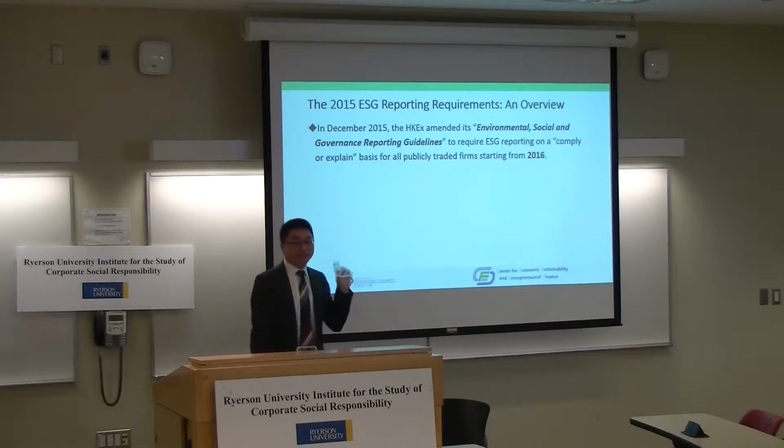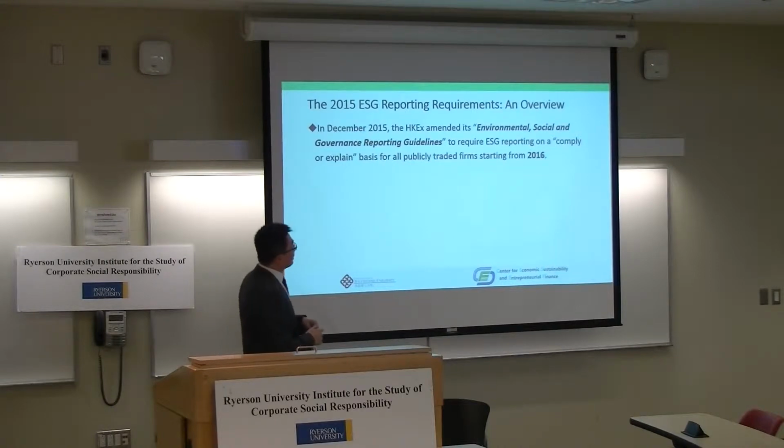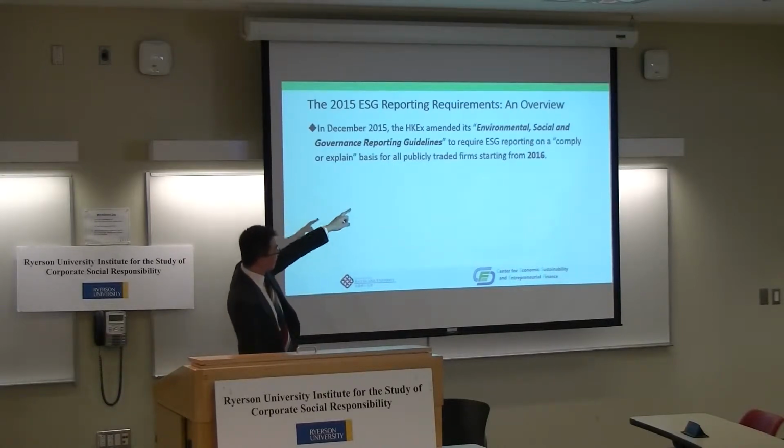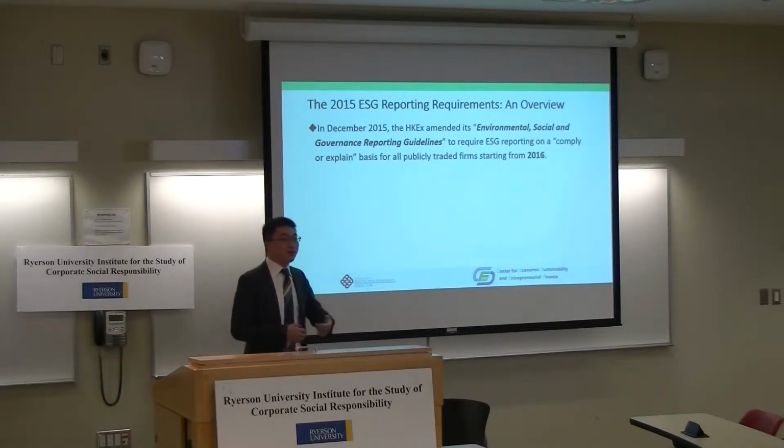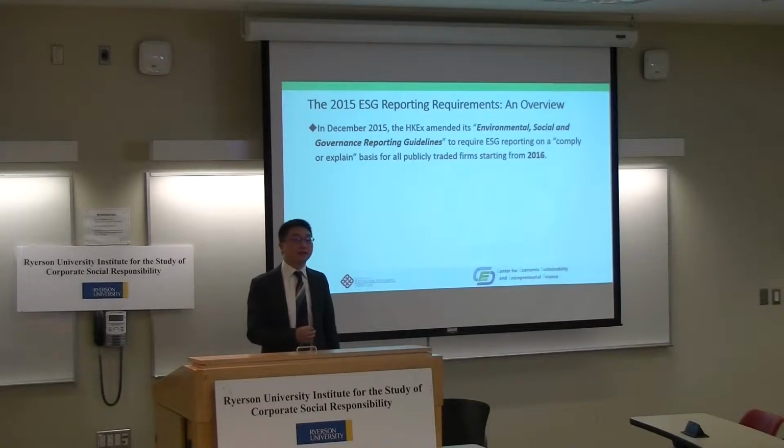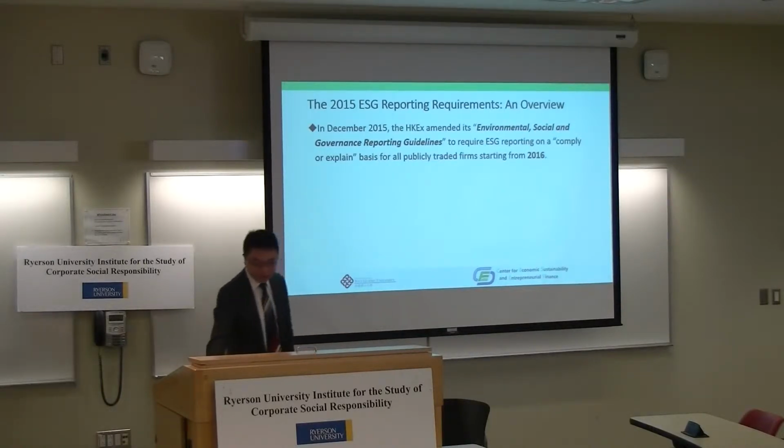Last year in December, the Hong Kong Stock Exchange amended its listing rule to add an appendix to the listing rule. This appendix is titled ESG Reporting Guideline, and it requires all listed companies to comply on a comply-or-explain basis starting from 2016, which means this year's report must contain the prescribed ESG reporting. So we will only see the report next March, on the 2016 financial year.